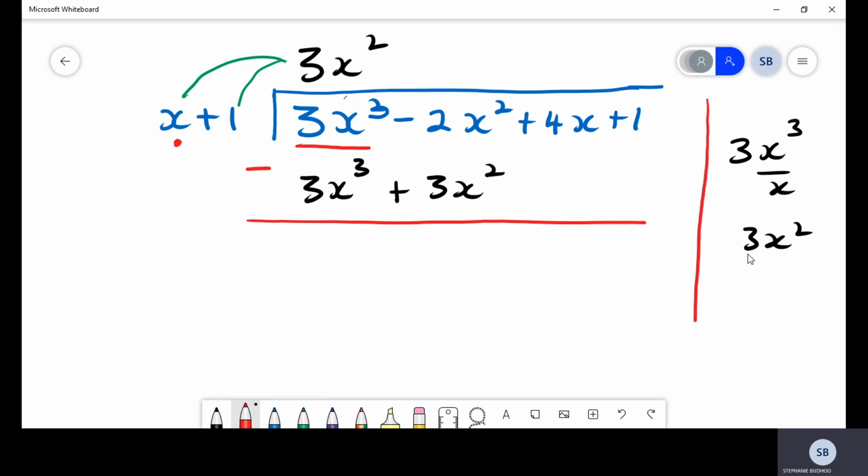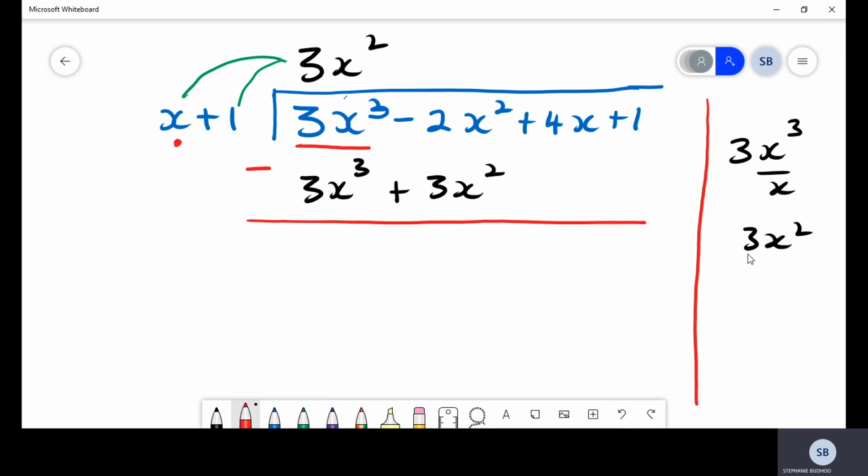Set aside my working column here. Now, 3x cubed subtract 3x cubed gives us 0. And I'm not going to write 0 there. I'm just going to set that aside as it's understood.